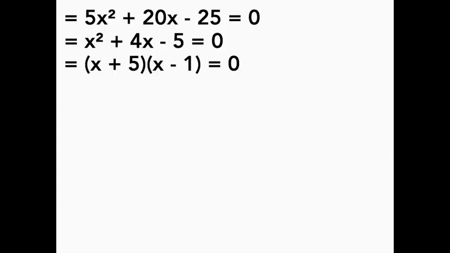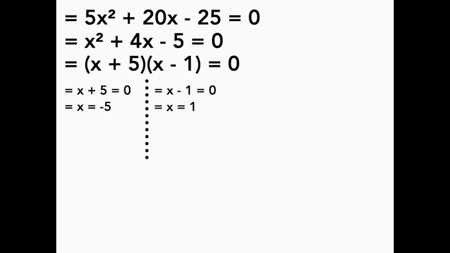Now let's do the zero factor property. X plus 5 equals 0. Transpose 5 and x will be equal to negative 5. X minus 1 equals 0. Transpose negative 1 and x will be equal to 1. Our final answer is negative 5 and 1.